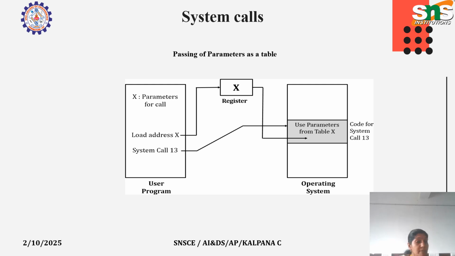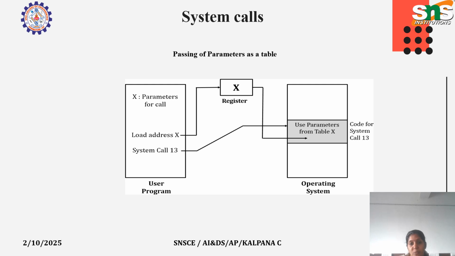Just consider this is our user program. Here X is the parameter, and we are loading X. When we say load address X, this X will be stored in a register. Then comes system call 13. Here 13 is for the write operation. So system call 13 is generated.